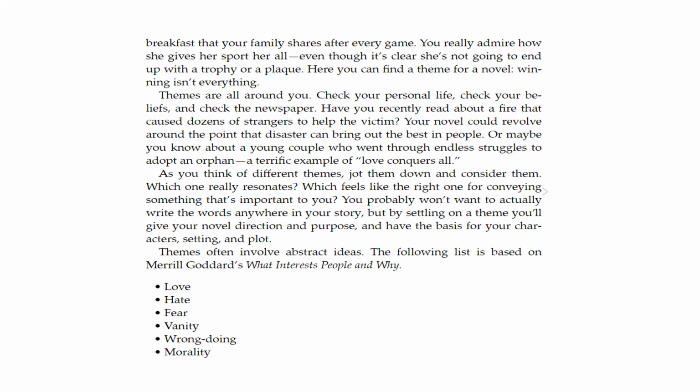Themes often involve abstract ideas. Okay, abstract ideas are things that it is most difficult, if not sometimes impossible, to fully explain, right? So the following list is based on Merrill Goddard's What Interests People and Why. So here are some abstract ideas. Love. See, like love. There are all kinds of different love, and how you love might be different than how somebody else loves, right? How Temujin loves is different than how Tal loves, right? So it's abstract. It's not a one-word answer. And the same with hate, right? And then you have fear, various levels of fear.